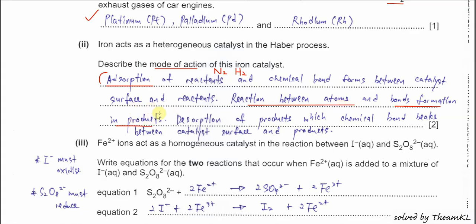Once they form the ammonia, the product, this ammonia will undergo desorption. So the chemical bond between the product and the catalyst will break, and the product will be released. So these are the modes of action for these metal catalysts. You can follow the mark scheme and make it general like this, or you can give a specific explanation involving the gases nitrogen and hydrogen, as I told you just now.